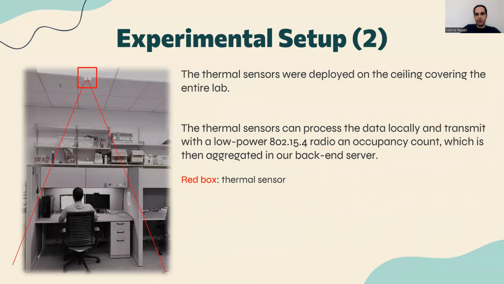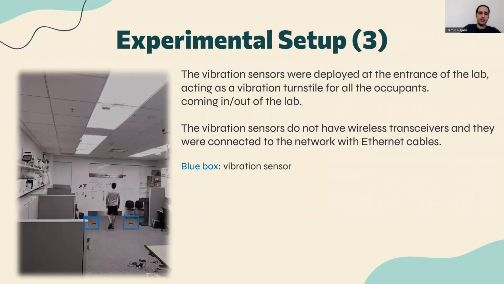The thermal sensors were deployed on the ceiling, covering the entire lab. And one example of that is shown here in this picture. It can process the data locally and transmit an occupancy count with a low power 802.15.4 radio, which is aggregated in the backend server. The vibration sensors, though, were deployed at the entrance of the lab, which acts as a vibration turnstile for all the occupants who are coming in or getting out of the lab. And they don't have wireless transceivers, and they were connected to the network with Ethernet cables.